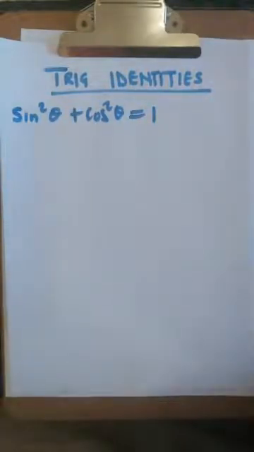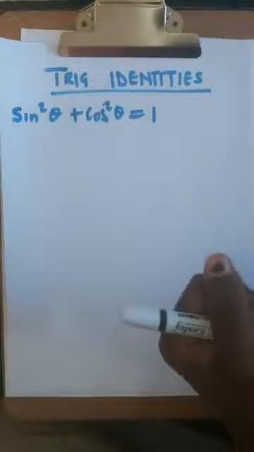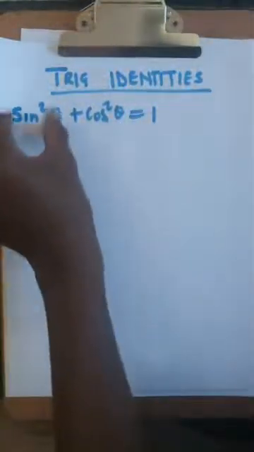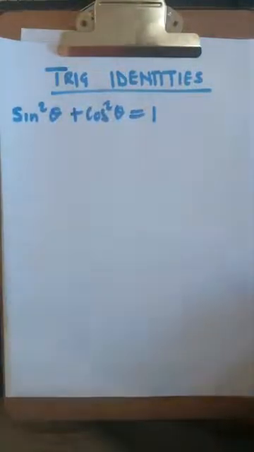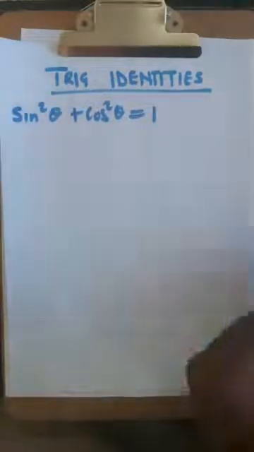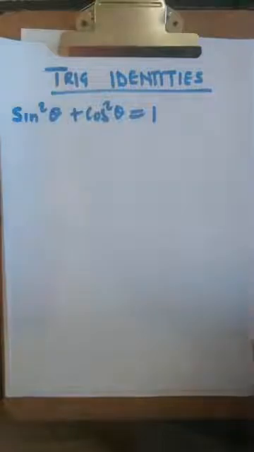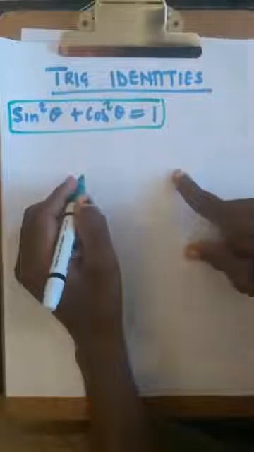I'm not going to dwell much on proving how to get here, but you can choose theta to be anything. You will see that sine squared theta plus cos squared theta is 1. So you must know that. So what do we get from here? From this we can create many things. We can manufacture many things.